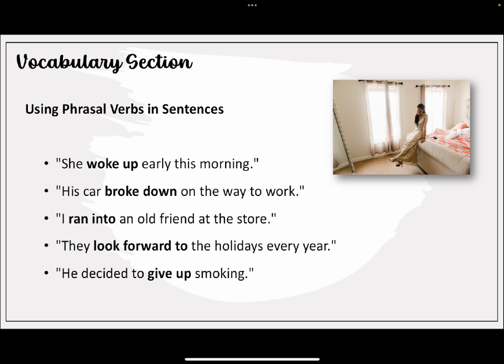Here are some examples of those phrasal verbs in more sentences. Number 1, woke up. She woke up early this morning. Number 2, broke down. His car broke down on the way to work. Number 3, ran into. I ran into an old friend at the store. Number 4, look forward to. They look forward to the holidays every year. Number 5, give up. He decided to give up smoking.